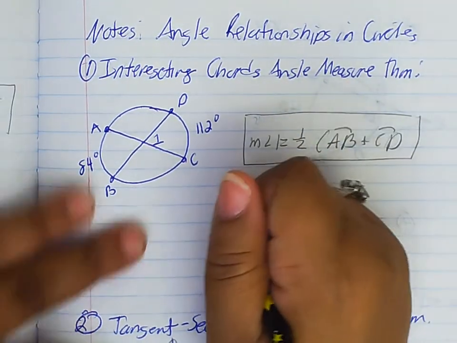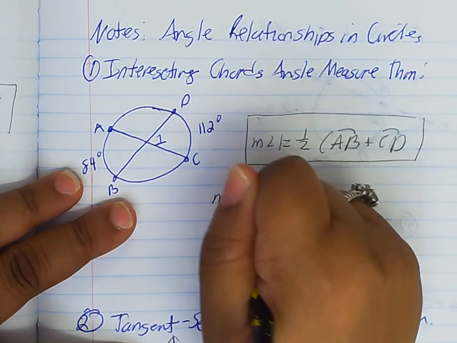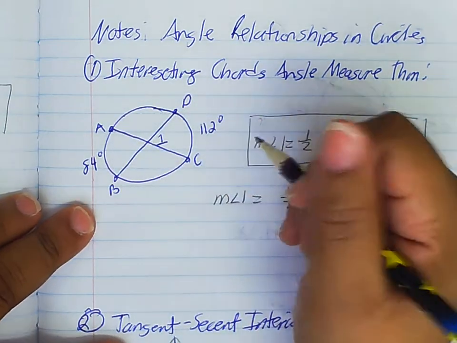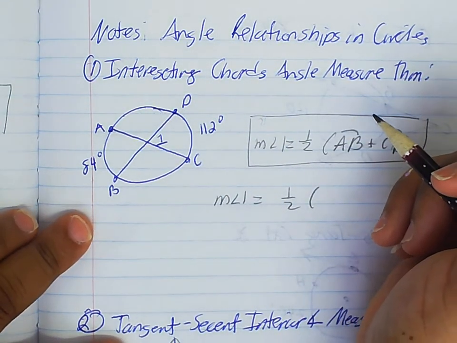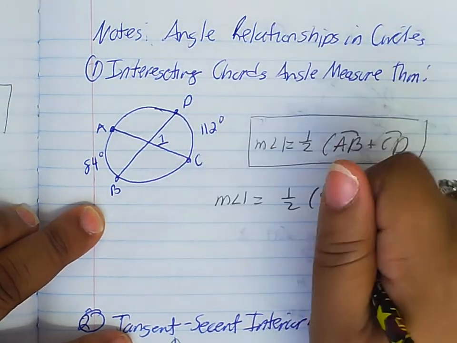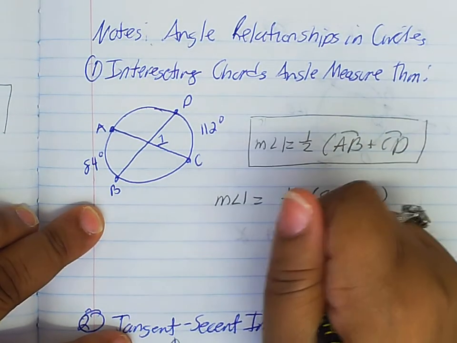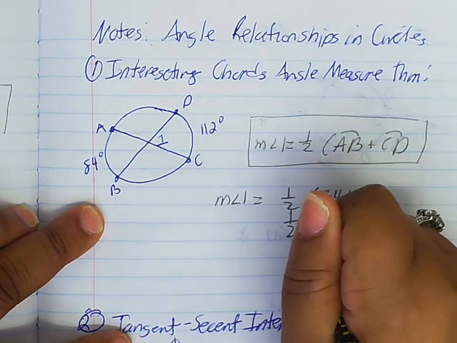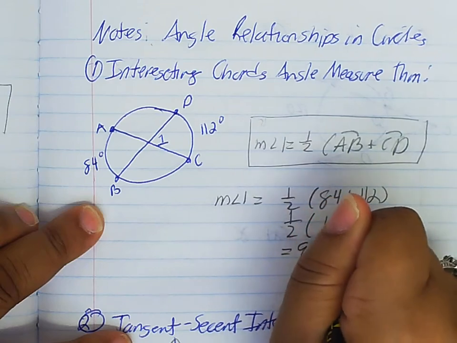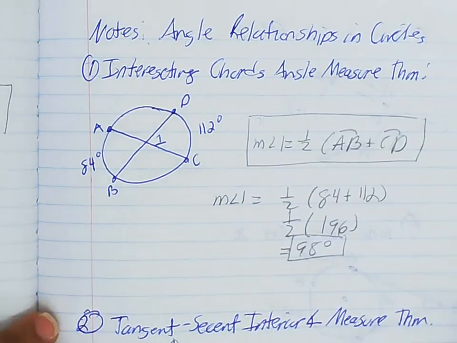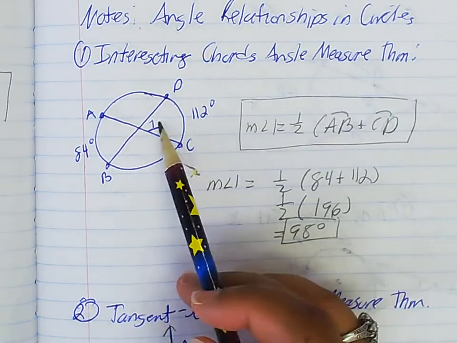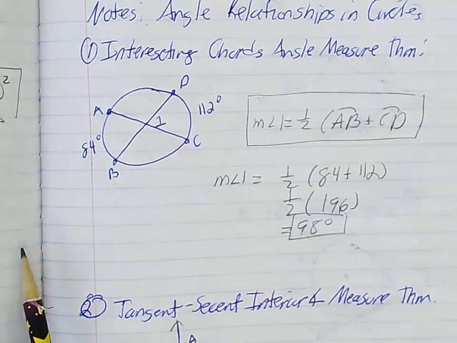Okay, so if I'm looking for the measure of angle 1, I will do 1/2, and then I'll go to AB, which is 84, plus CD, which is 112, and so that's 1/2 times 196, and that equals 98. And that's all you do. Okay? So again, it's usually going to be these ones on the outside, depending on where the angle is. It could be the reverse way too.